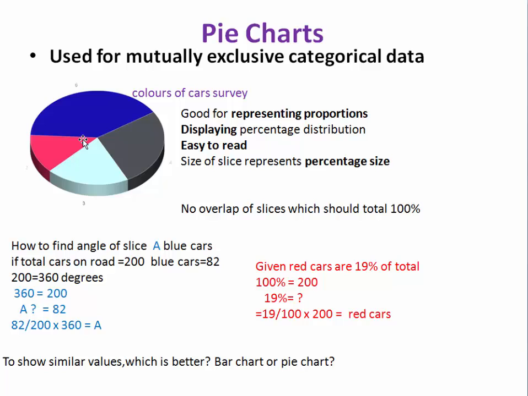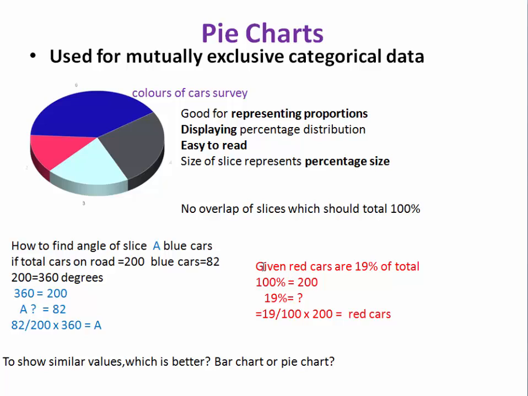You can be asked how to find the angle for one of the slices, so this angle for a blue slice, and we're given this information that the total cars on the road are 200 and the blue cars 82. So the total degrees in a circle is 360. So 200 cars equals 360 degrees. So write that down like this: 360 equals 200. We need to know the number of degrees, write that under the 360, and that would equal 82 cars. So our fraction would be 82 divided by 200, and then we multiply that by 360, and that gives us the number of degrees for that slice within the pie.